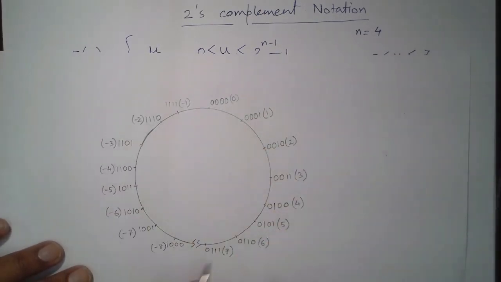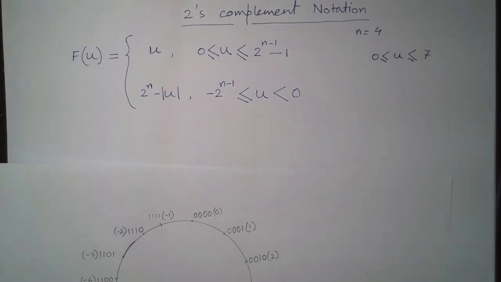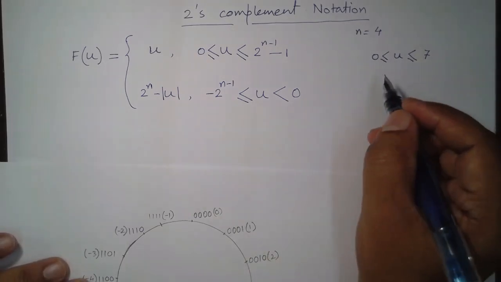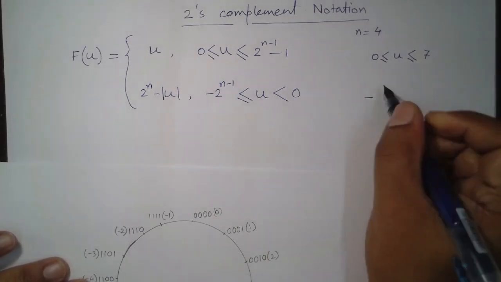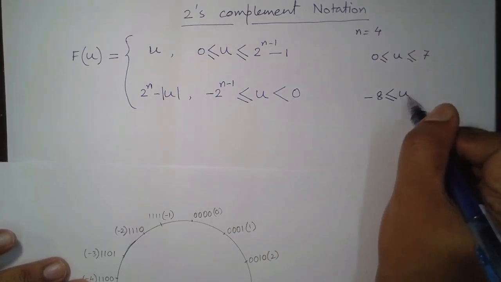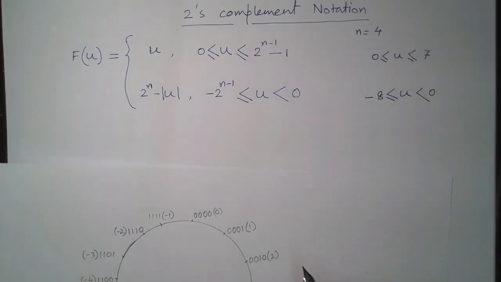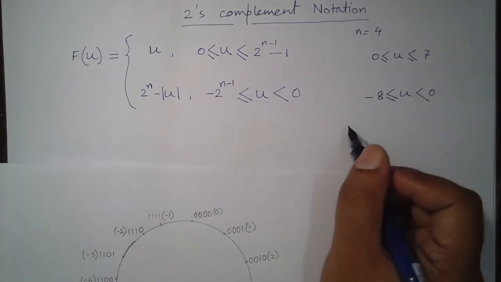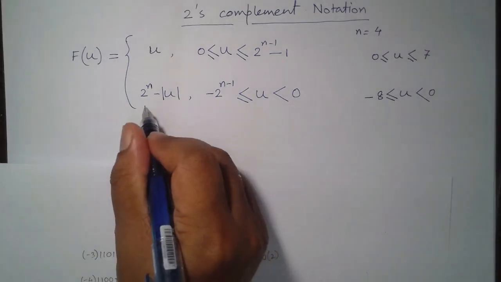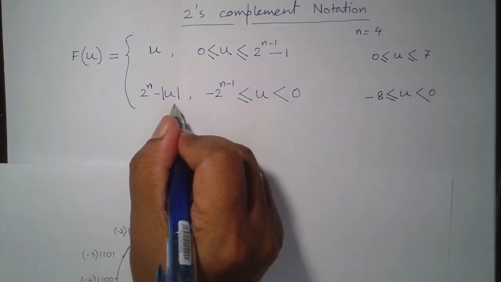So we have drawn the number circle only. There is nothing new here. We have already discussed the number circle. Now, if the number lies between minus 8 and 0, basically less than 0, then what will be the representation? The representation will be 2 to the power n minus the absolute value of u.